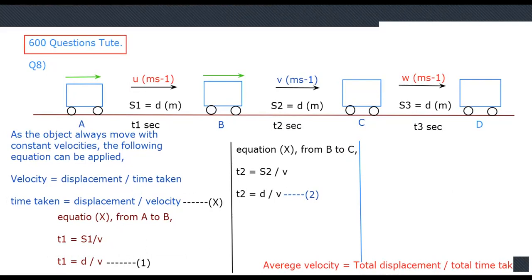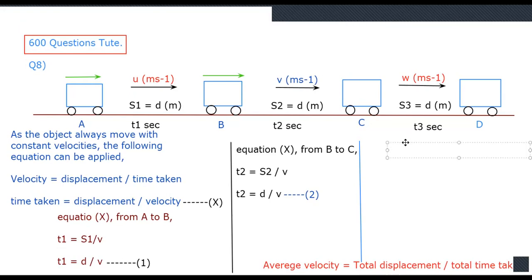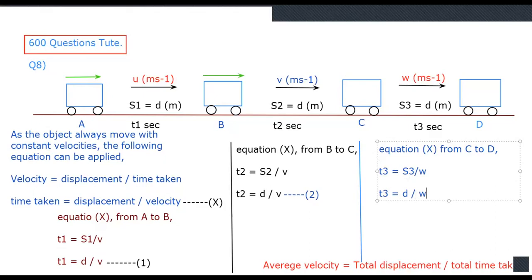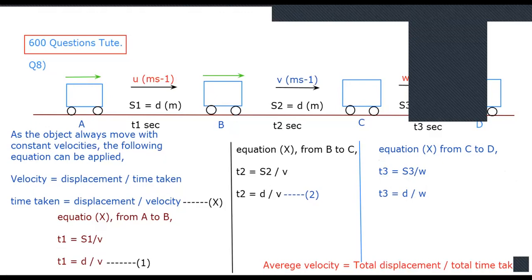Right, you said that you have written. So let's apply the same equation X from C to D. Equation X tells us time taken T3 equals displacement S3 divided by velocity, which is given as W. So T3 equals S3, displacement given as D, divided by velocity W. Let me mark this as my third equation. Write them and tell me once you have written them.